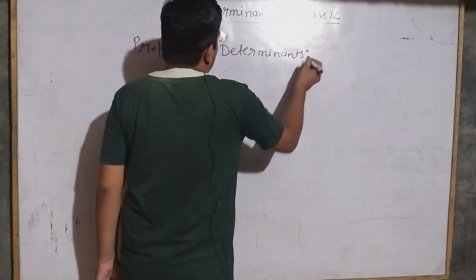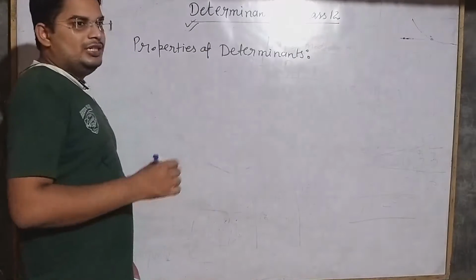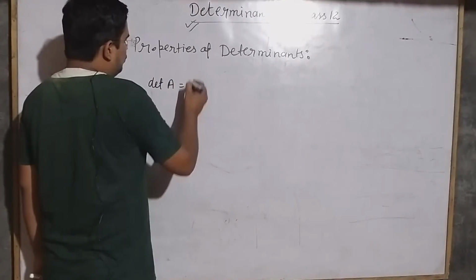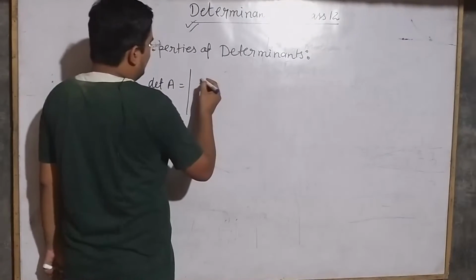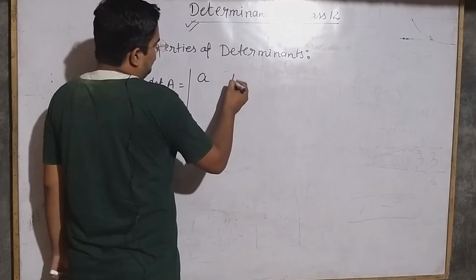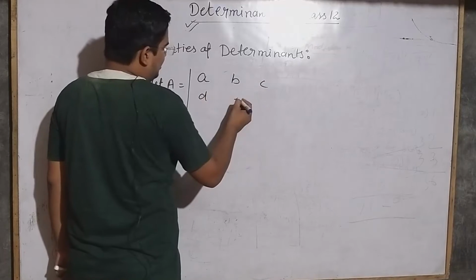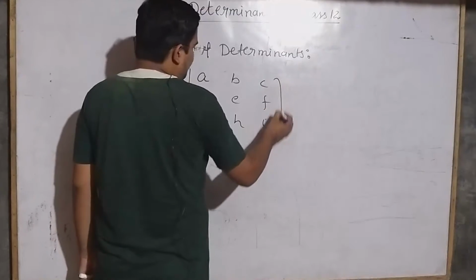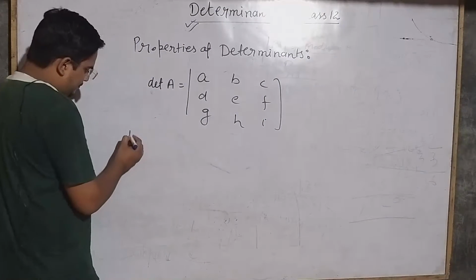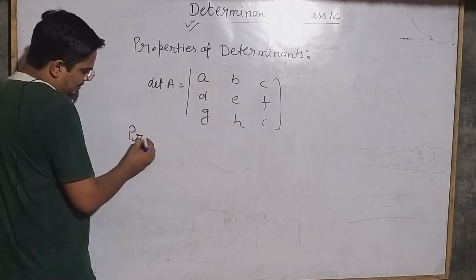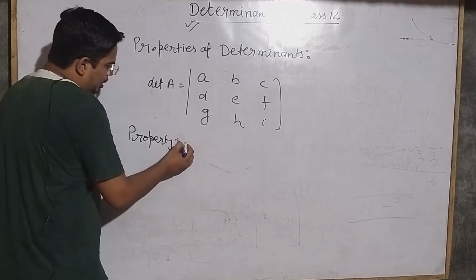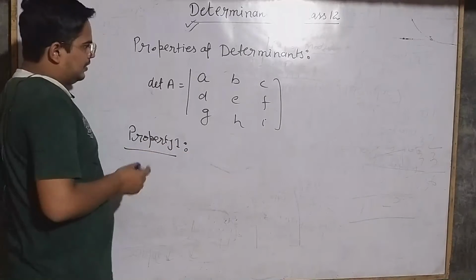Now I am going to tell you about the properties of determinants. So children, if I say I am having a determinant of A, look at this, this is the determinant. I can say A, B, C, this is the D, this is the E, this is the F, and this is the G, this is the H, this is the I. So if I talk about property number 1, what is the property 1?